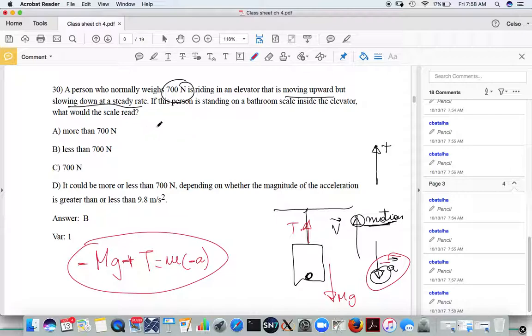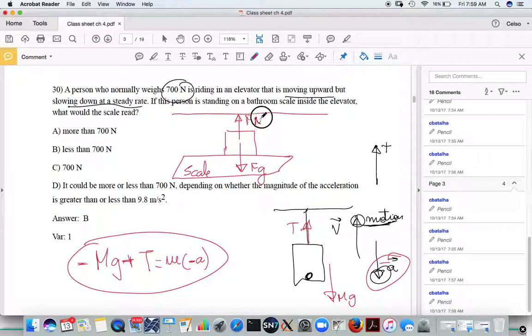But it's slowing down at a steady rate. If this person is standing on a bathroom scale inside the elevator, what would the scale read? Well, now let's put you sitting on a scale. So here's the scale. If this is the case, what are the forces on you? The force Earth exerts on you, Fg, and the normal force the scale exerts on you, right? So the net of these two forces is downward, right? So this person is standing in the elevator like this. That's the scale. Moving upward, but slowing down.